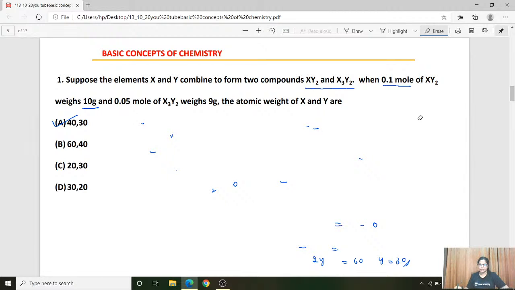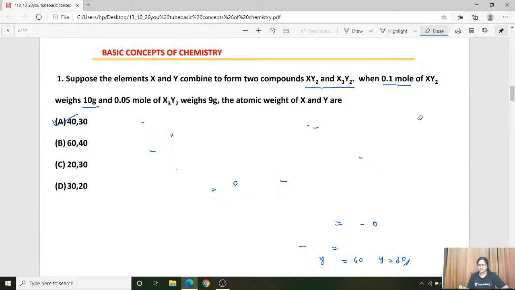Suppose the elements X and Y combine to form 2 compounds, XY2 and X3Y2. When 0.1 mole of XY2 weighs 10 gram and 0.05 mole of X3Y2 weighs 9 gram, the atomic weights of X and Y are. Now how can we solve this problem? You can think over it. If you get the answer, you can tell me.